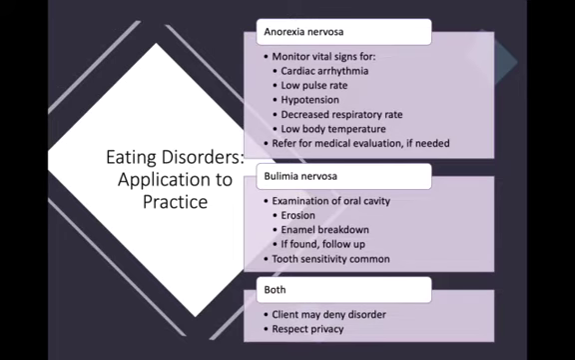Now, with bulimia, because that involves purging or vomiting, we may notice more of the oral cavity types of signs, like erosion, especially on the lingual of sextant 2, which can be really common, and enamel breakdown, and if found, of course, follow up. They may have tooth sensitivity because of the erosion.